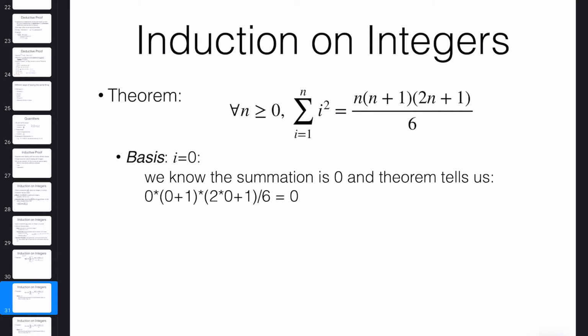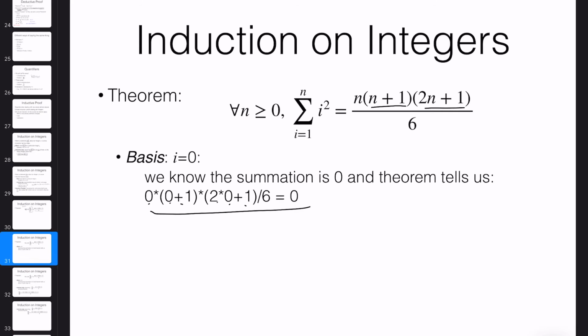So this is going to be 0 multiplied by 0 plus 1, I'm just following the formula here, okay, and 2 multiplied by 0 plus 1, divided by 6. The whole thing is going to be 0. And it is clear that the summation of all the square numbers from 0 to 0 is going to be 0. So we prove the base is true.